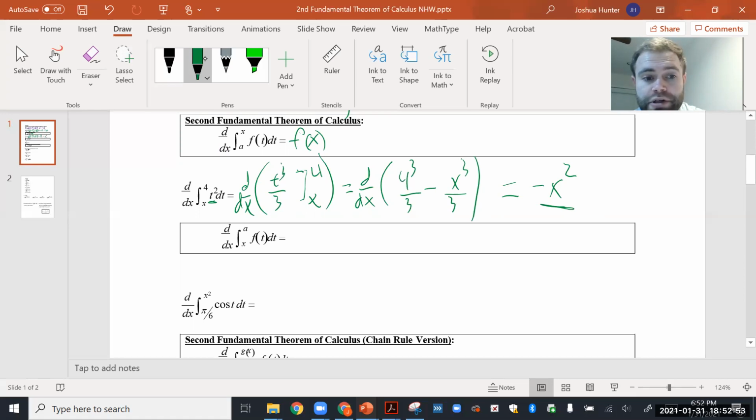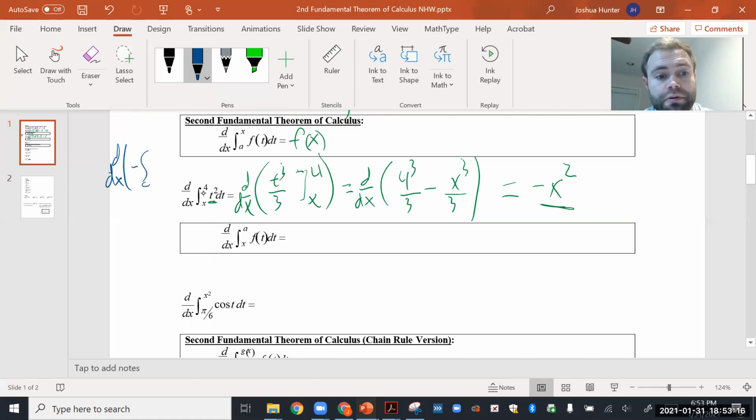It became the same function, but because the limits were flipped, the sign was flipped, which should make sense based on our definite integral rules. Another way I could have done this problem is I could have just flipped them and put a negative in front.